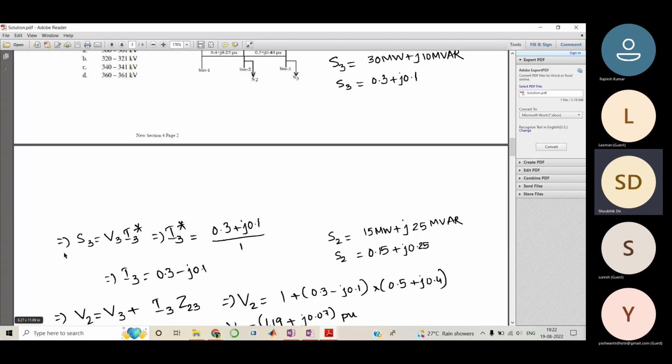So this is how we write this. I3 star is 0.3 plus j0.1. Now if we remove the star, the conjugate of this would be 0.3 minus, so plus becomes minus, so it becomes 0.3 minus j0.1.